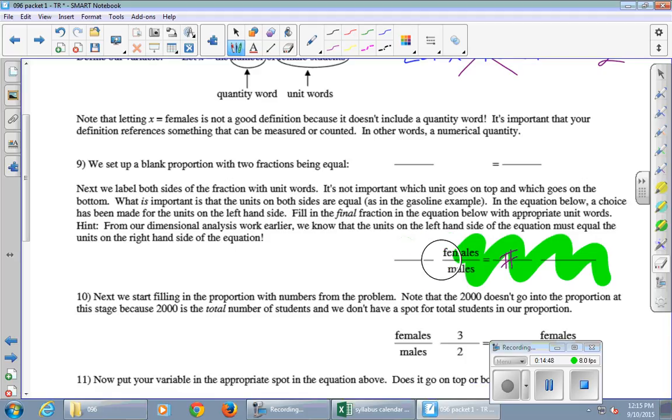And now we're going to start filling in with the givens in the problem. Oh, sorry, what we're actually going to do is copy that same order over here. If we're saying females are in the numerator on the left, then something representing females had better be in the numerator on the right. We've got to make sure that the pieces are in the same spots. So females there, males there.